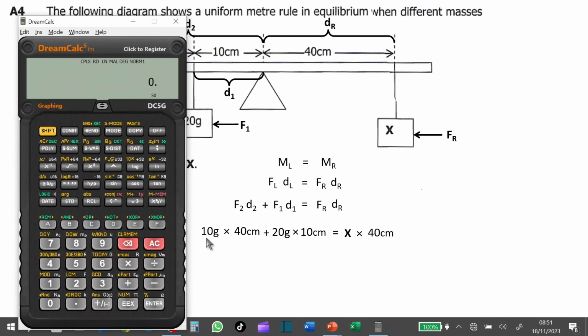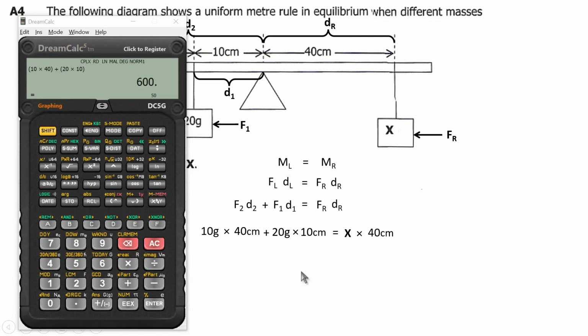So on your calculator, to punch this in at once, you say open brackets, 10 times 40, close brackets, then plus 20 times 10. Then you close brackets and press equals. On this side I found that it is actually 600 centimeter gram, equals X times 40 centimeters, which will be 40 centimeters X.